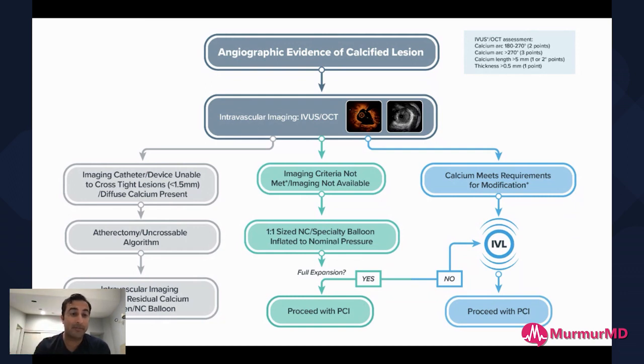If your imaging catheter is not able to cross, you use the DOINC algorithm, whatever strategies you use for when the wire is across but the balloon or equipment won't deliver. You start going through that algorithm, and then eventually, once you're able to break through, you reassess and reevaluate. Is there still residual calcium, or do you use an NC balloon and look for 1-to-1 sizing?